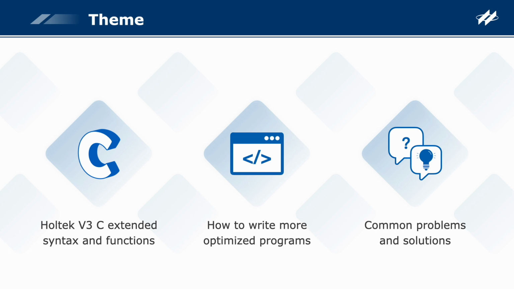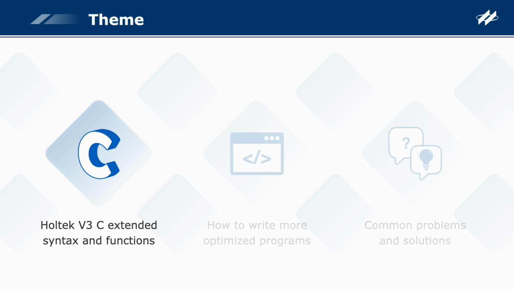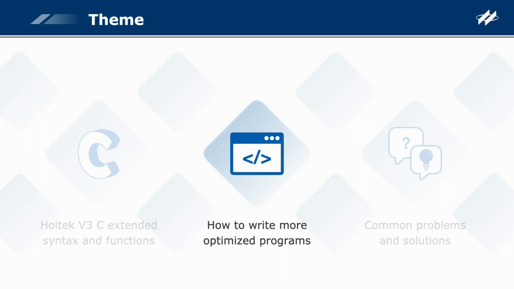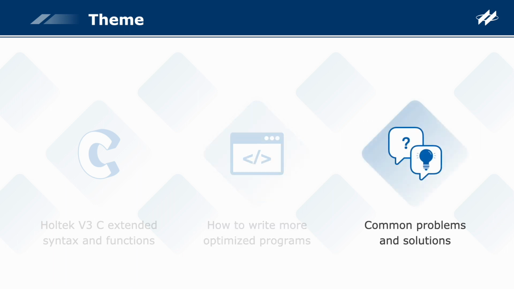This chapter will take you to understand the basic teaching of the Holtek V3 C Compiler, which will be introduced from the following three topics: Holtek V3 C extended syntax and functions, how to write more optimized programs, common problems and solutions.